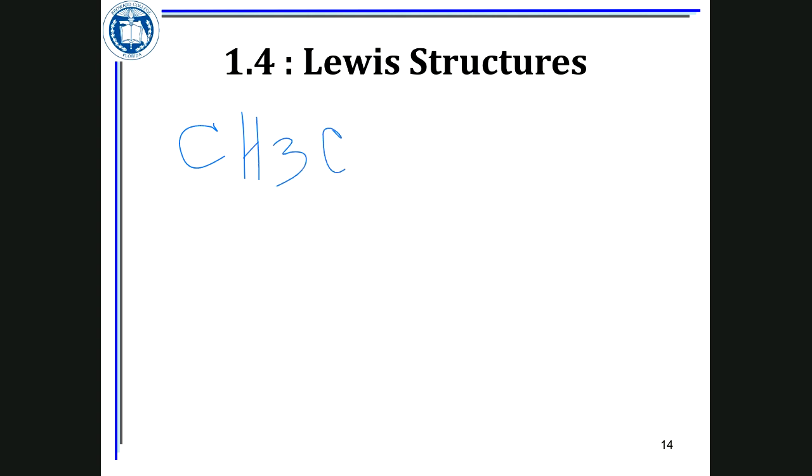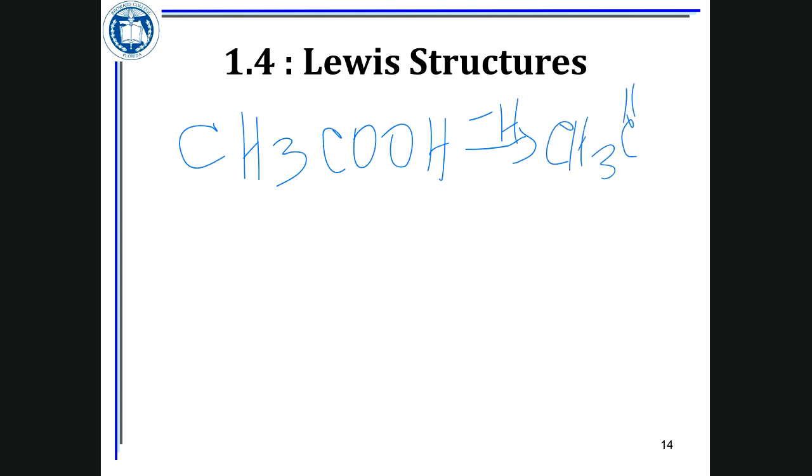CH3COOH minus H, CH3COO minus. The backbone of the molecule, we have the C and then oxygen, one more oxygen here. To draw the Lewis structure, what was the first step? Does anyone remember the first step for the Lewis structure?